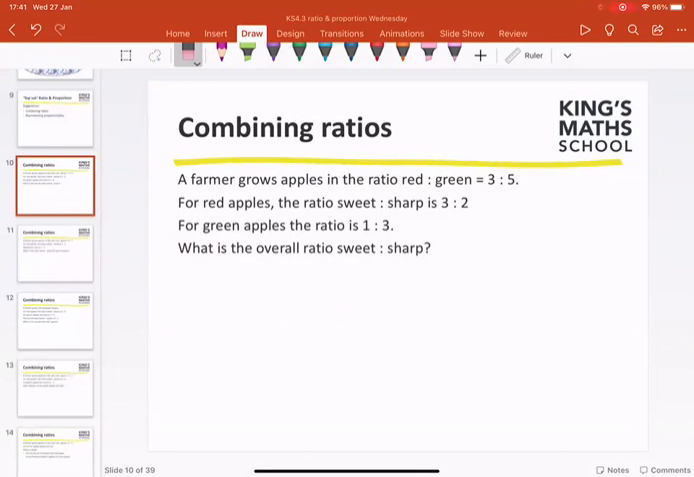You've got red to green, you've got something about sweet and sharp for red, you've got something about sweet and sharp for green, and we're asking about the overall. So essentially we've got a group with properties of red and green, and then within the group there are the subgroups, the red and the green, and the subgroups have sub-properties, and we're trying to combine the subgroups and the sub-properties back into the whole group with the whole property. That's kind of the idea with these sorts of questions.